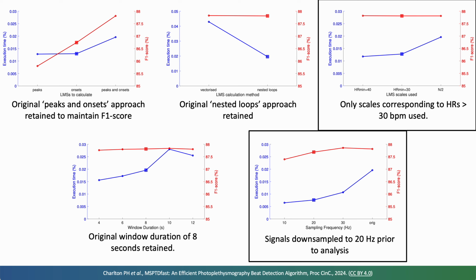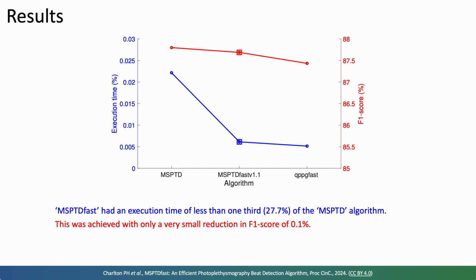And then second, when downsampling the signal in the bottom right, we found that you could downsample to around 20 Hz without substantially reducing the F1 score, and that this would improve the efficiency quite greatly. So we used these two potential improvements in MSPTDfast, and when we now compare MSPTDfast in the middle to MSPTD on the left or QPPG on the right, we find that the execution time is now much lower than that of MSPTD. There's a minimal reduction in F1 score, and its performance is now somewhat comparable to that of QPPG.